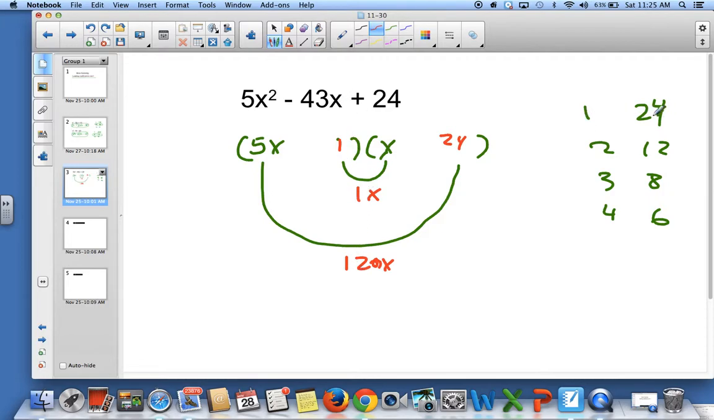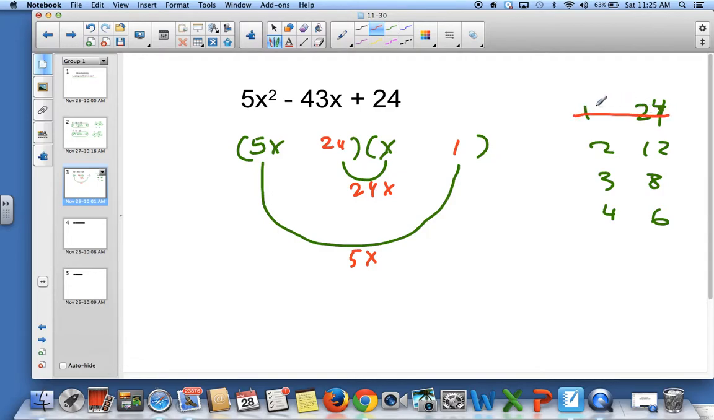It's not 1 and 24 in that order. So the next thing I'm going to do is switch the order and see if that helps me at all. So now I'm going to say this is 24 here and 1 here. That gives me 5x and 24x. Well, that's a little closer. It's 29x, and this is still 43. So it's not 1 and 24. We've been successful in eliminating that.